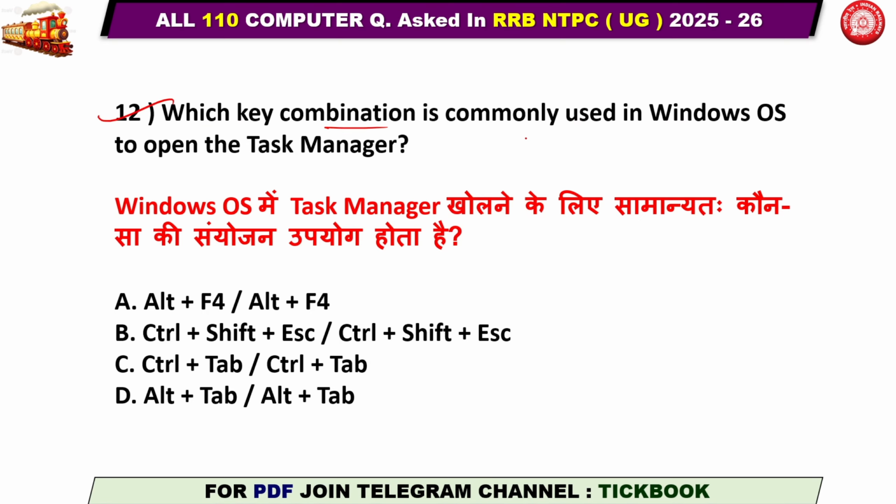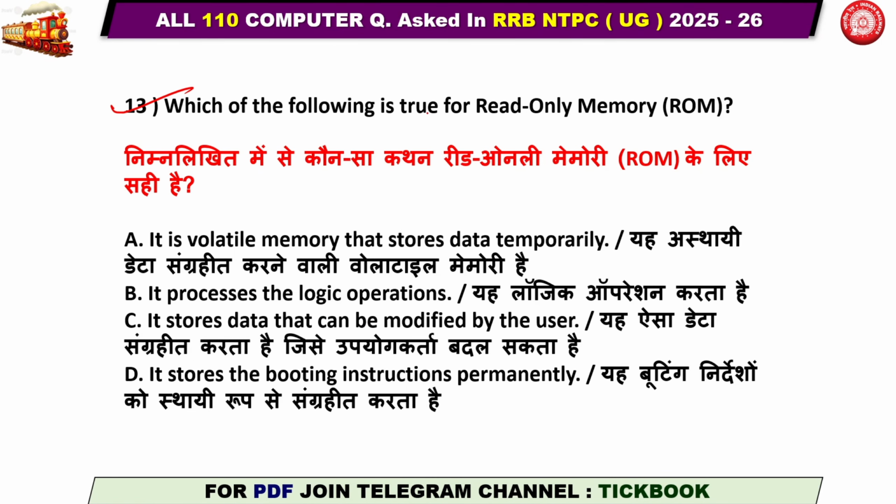12, which key combination is commonly used in Windows OS to open the task manager? Option number B, Control plus Shift plus ESC. 13, which of the following is true for read-only memory, ROM? Option number D, it stores the booting instructions permanently.